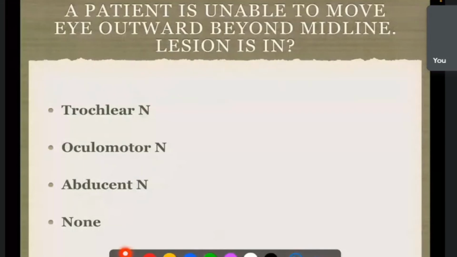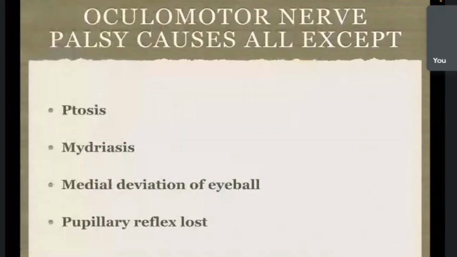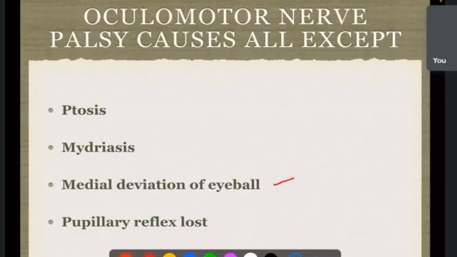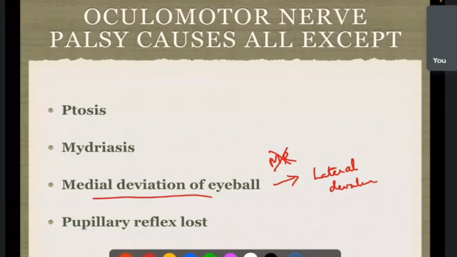A patient is unable to move the eye outward beyond the midline. The lesion is in? Yes, it is lateral rectus that is paralyzed, so it is the abducent nerve. Action is lost. Okay. Oculomotor nerve palsy causes all except? Medial deviation. Oculomotor nerve palsy causes external squint, lateral deviation. Medial rectus is paralyzed, so there is overaction of lateral rectus and lateral deviation of eyeball. The answer is medial deviation.